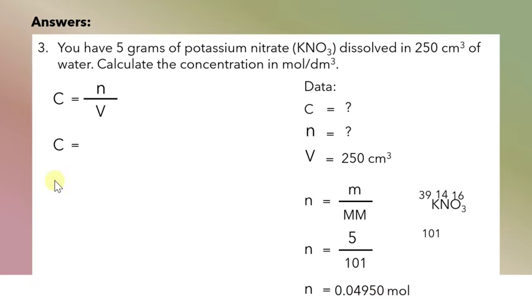Now you know number of moles, so you go ahead and start calculating. Concentration is equal to number of moles, 0.0495 moles, over then volume. This volume should be in cubic decimeter, as I said earlier. Remember, in science, forgetfulness is an enemy of science. If you do forget very often, then what I can advise you is to practice to remember.